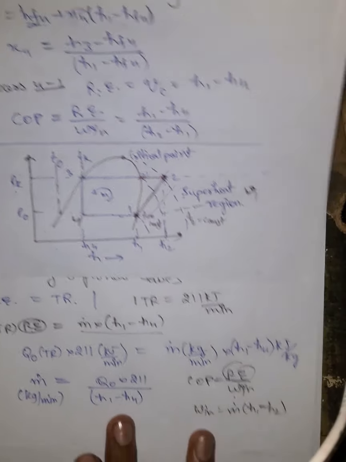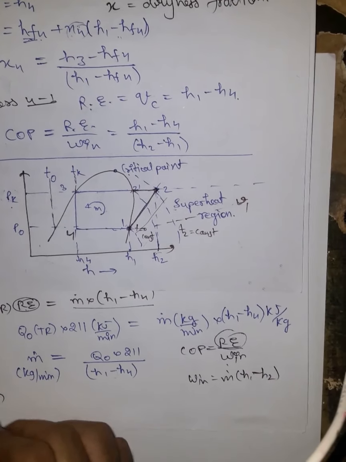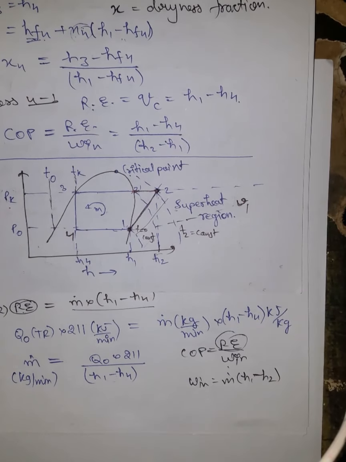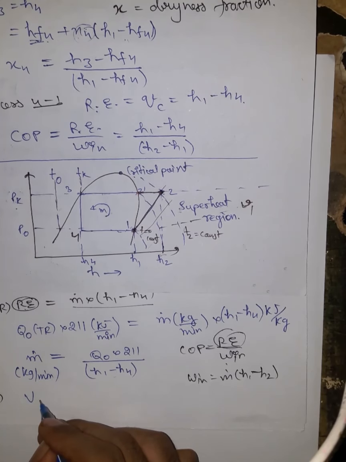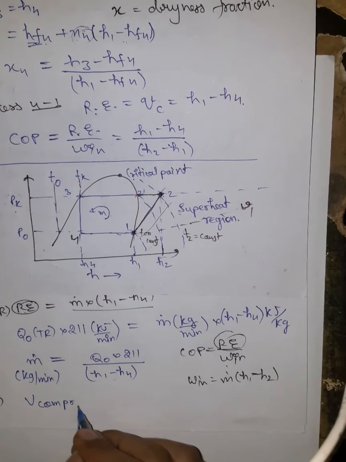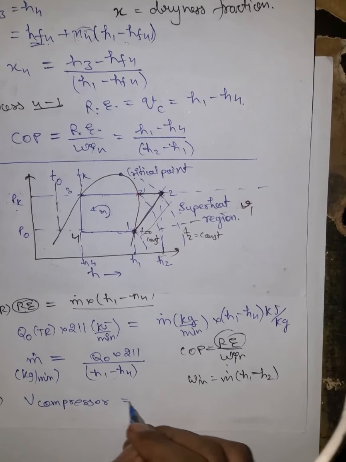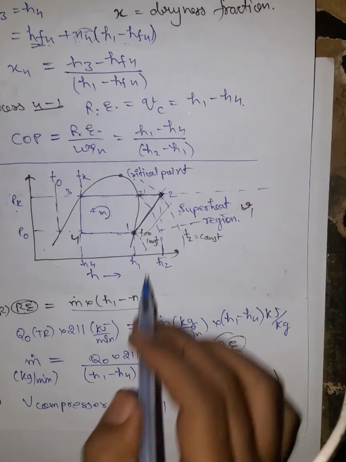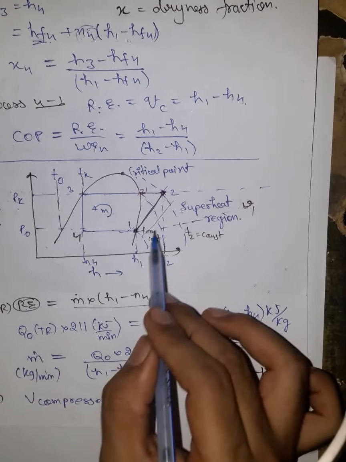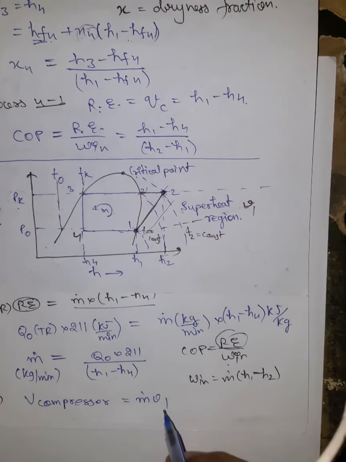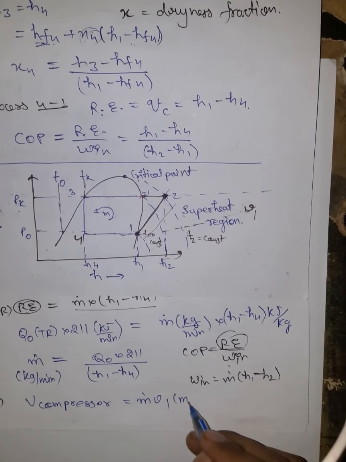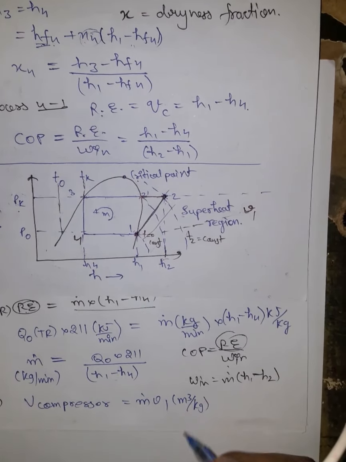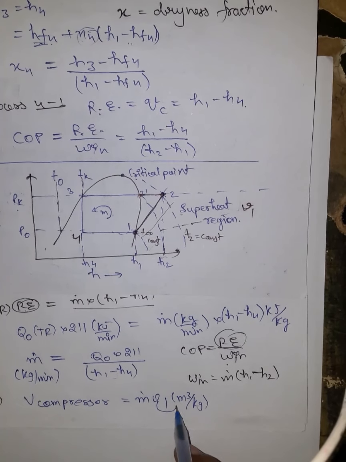Another very important thing to note is the volume flow rate through the compressor. It is written as m dot into V1, because V1 is the point where the refrigerant is entering the compressor. V1 is the specific volume at the inlet to the compressor, and its unit is meter cube per kilogram.